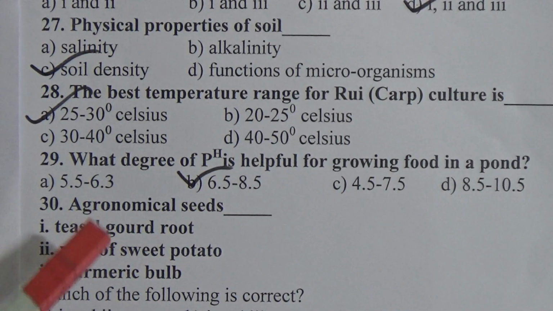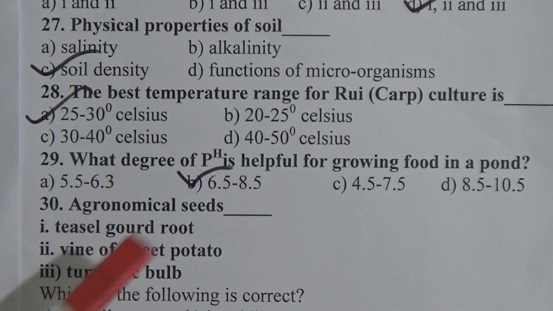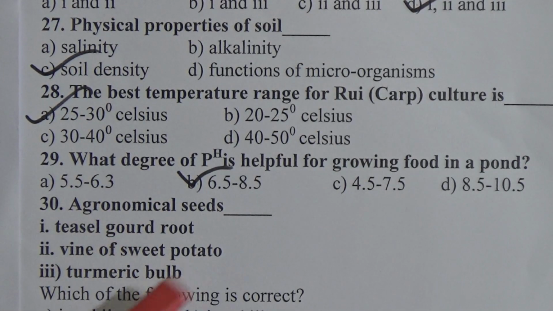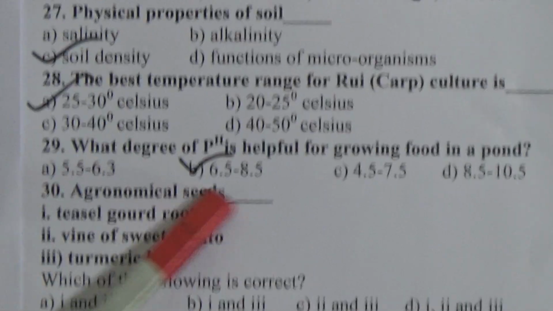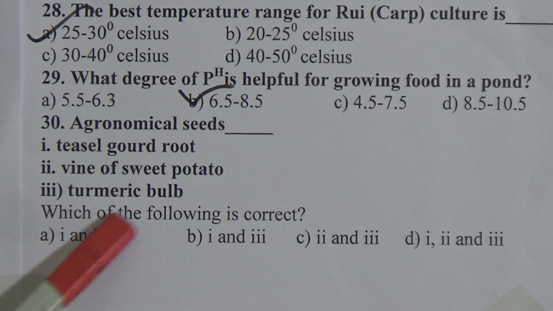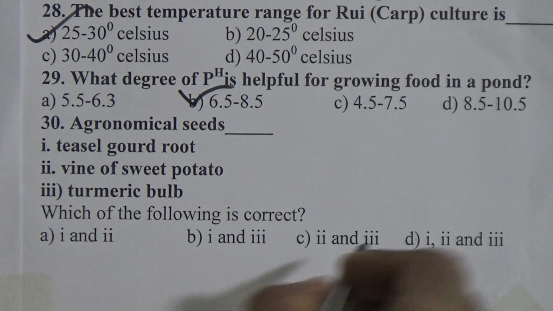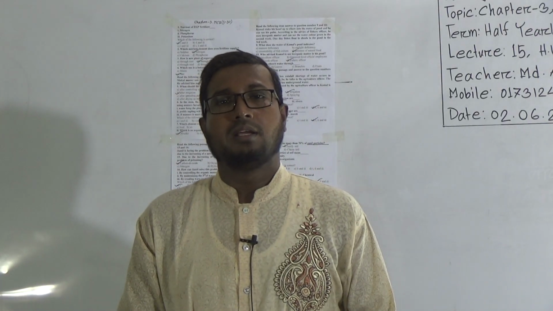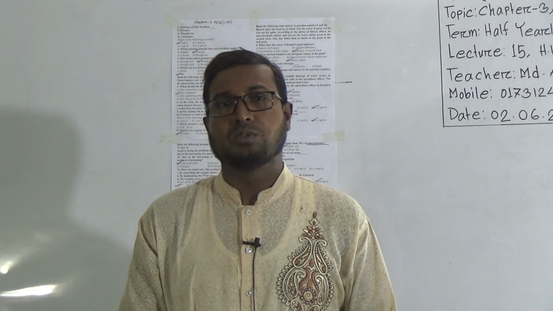Last MCQ. Agronomical seeds. Answer: 1 teasel gourd root, 2 vine of sweet potato, and 3 number is turmeric bulb. Which of the following is correct? It is agronomical seeds represent teasel gourd root, yes, vine of sweet potato, yes, and turmeric bulb. That means all are correct. Option number D is the appropriate answer. So with this MCQ, dear learners, today we have learned chapter 3 MCQ 1 to 30.